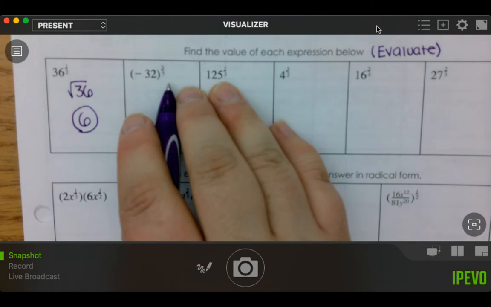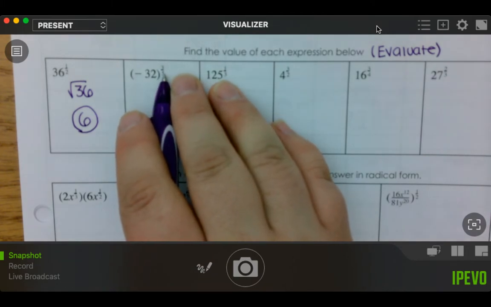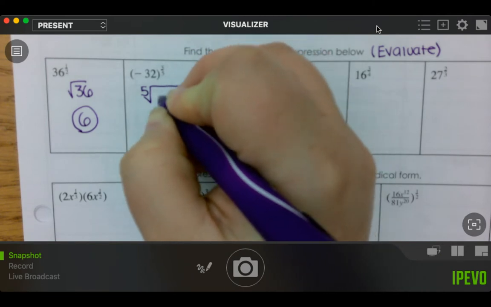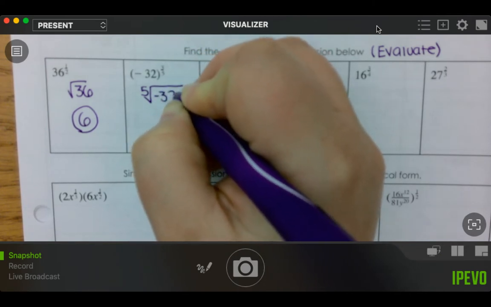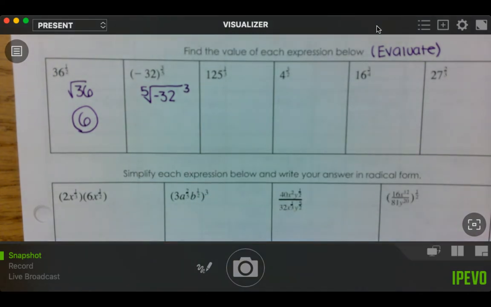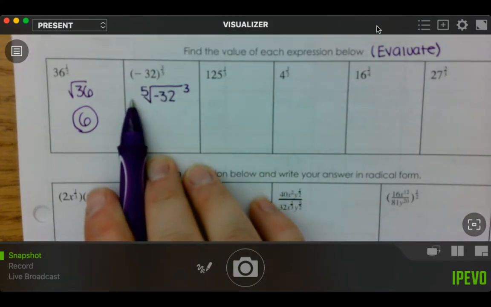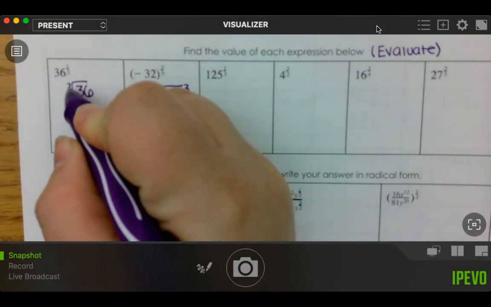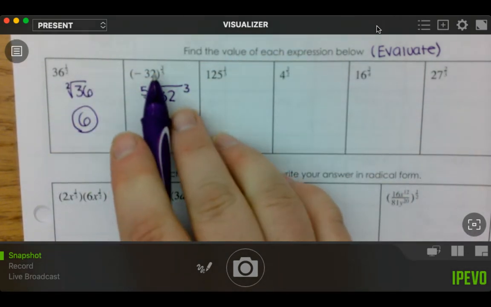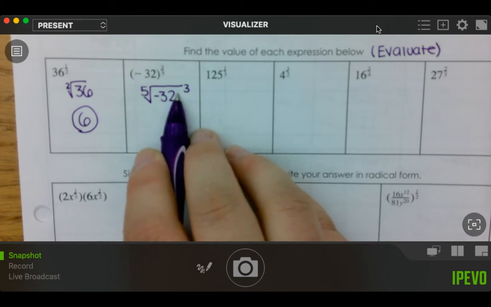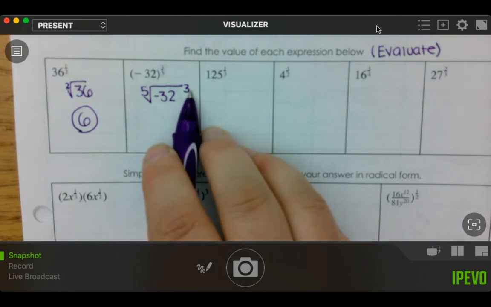Same idea over here, except now there's a 5 on the bottom, so I have the fifth root of negative 32 to the power of 3. So whatever's on the bottom becomes the root. If it's a square root, you can write the 2 out there, but you don't have to. And then whatever power is on top stays as a power at the end, whether that's inside or outside is kind of up to you.